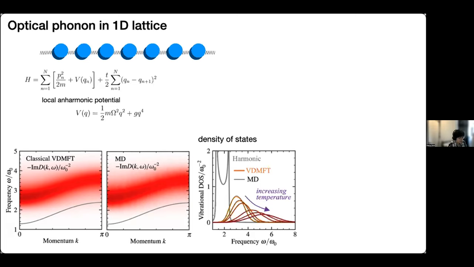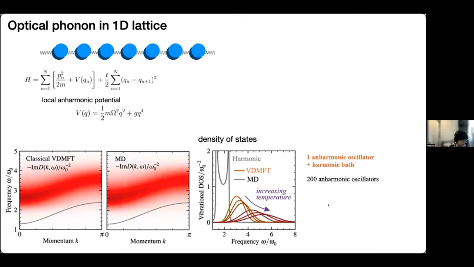This great accuracy of single-site vibrational DMFT can be attributed to the purely local form of the anharmonicity that defines our model Hamiltonian. Note that in terms of computational cost, the impurity problem contains far fewer atomic degrees of freedom than the full supercell. In the result shown here, in VDMFT, we are essentially simulating one anharmonic oscillator coupled to a harmonic bath, and it already gives a similar result as a molecular dynamics simulation of 200 coupled oscillators.